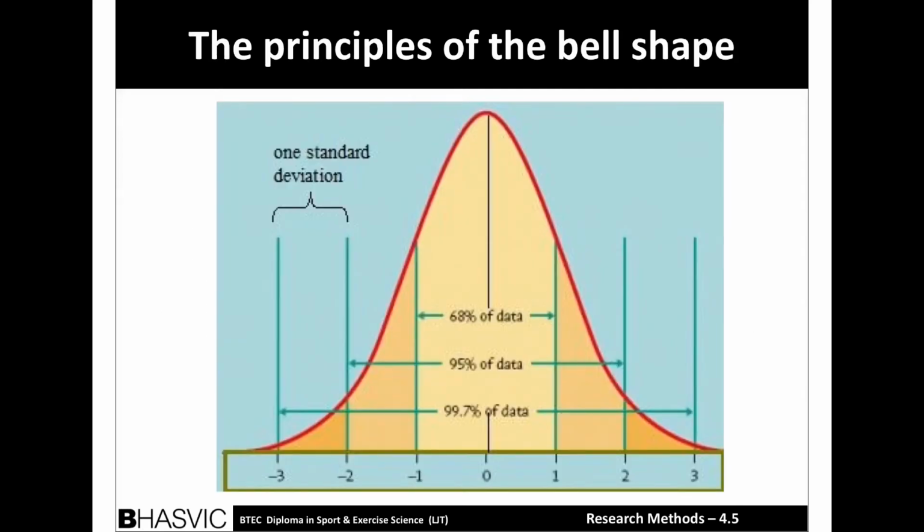The principles of the bell shape. All normally distributed data will have something similar to this bell-shaped curve here. The top of the curve or bell represents the most probable event in the data, whilst the rest of the data is represented in the curves sloping either side of the peak. The rest of the data either side of the peak is evenly distributed into standard deviation.